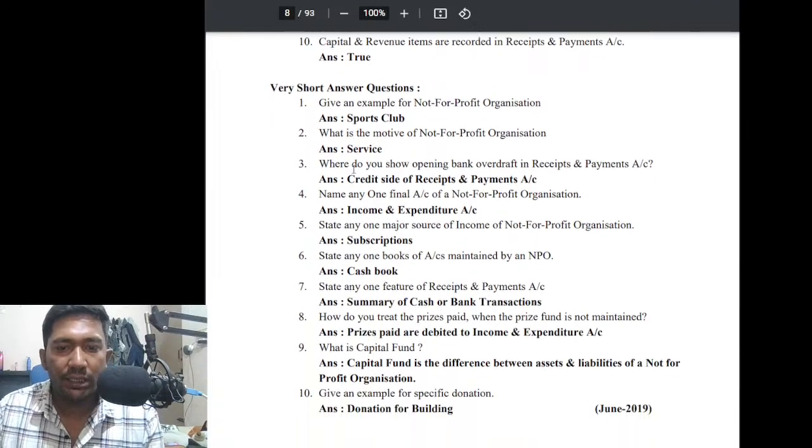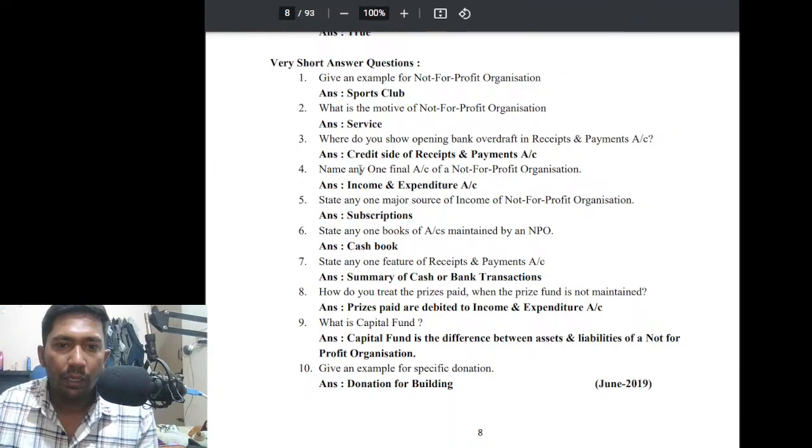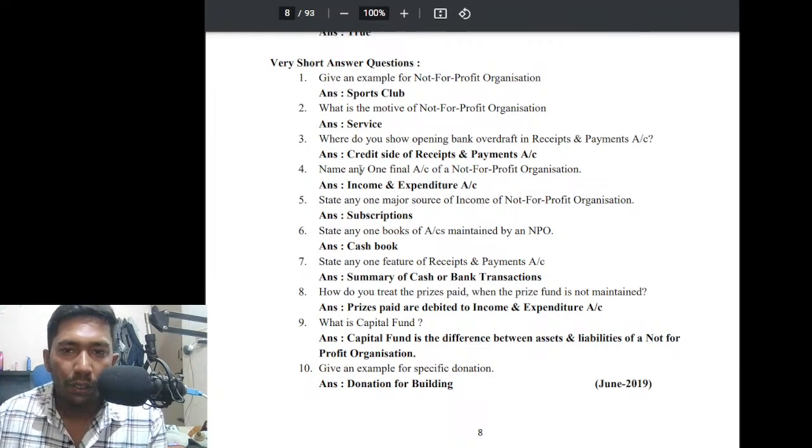The next, very short answers they have given. Give an example for not for profit organization. They will ask you this question for 2 marks. Sometimes they will ask you this for 1 mark. You can write example as sports club, hospital, trust, schools. You can take this example.